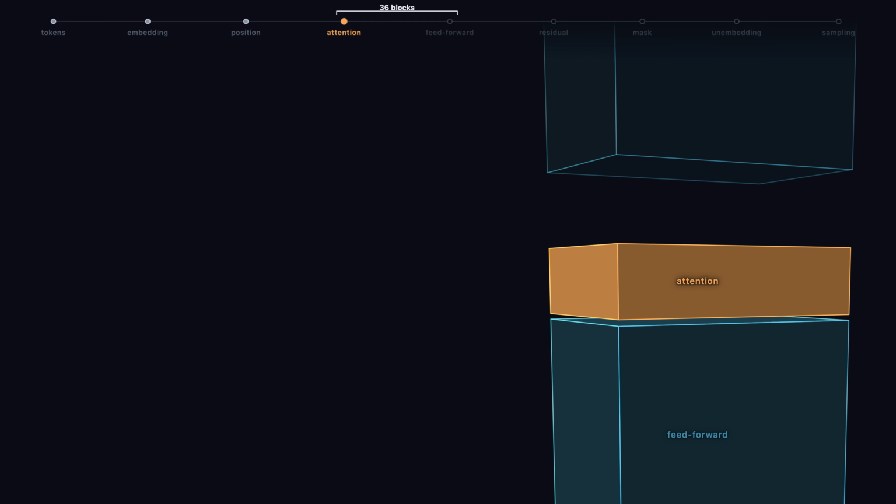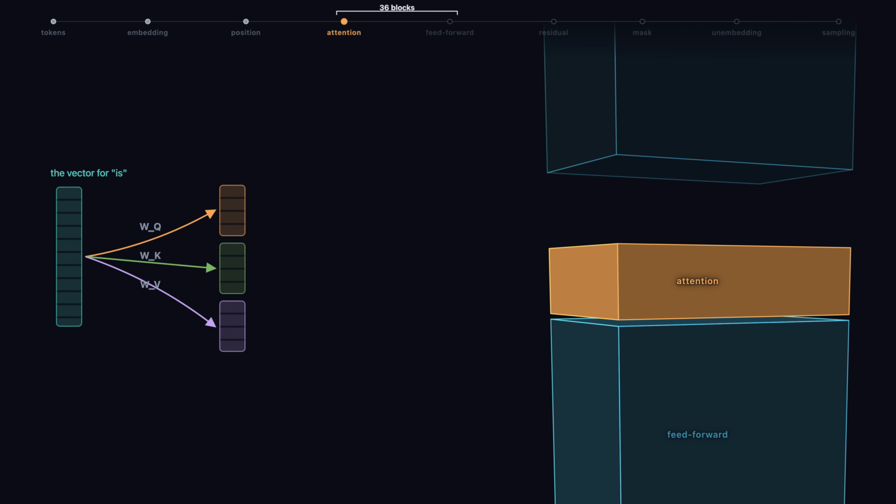Here is how. The incoming vector is multiplied by 3 different matrices, producing 3 different vectors from the same input. They get called query, key, and value, and the names are a database metaphor that half helps and half doesn't. The useful version: the query is what this token is looking for. The key is what a token offers. The value is what it actually hands over.